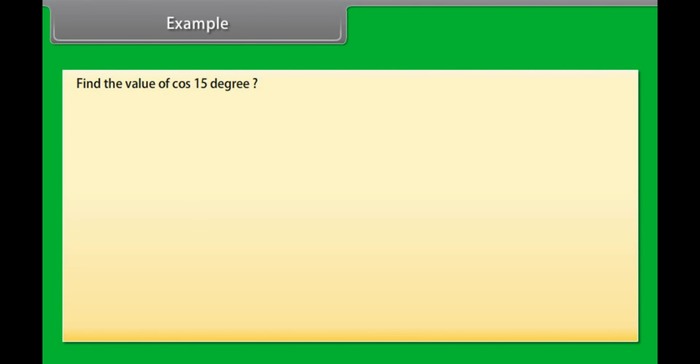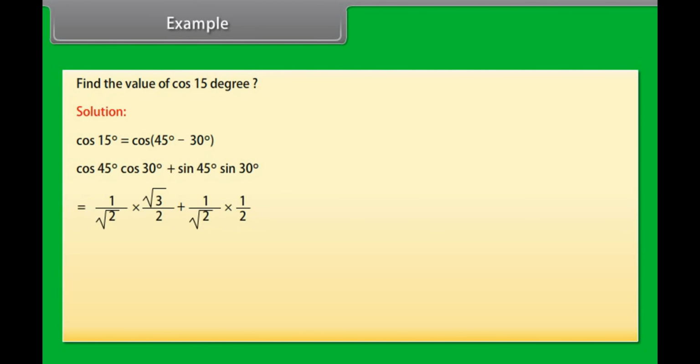Example. Find the value of cos of 15 degrees. Solution. Cos of 15 degrees is equal to cos of 45 degrees minus 30 degrees. That is equal to cos 45 degrees into cos 30 degrees plus sin 45 degrees into sin 30 degrees, which is equal to 1 by under root 2 into under root 3 by 2 plus 1 by under root 2 into 1 by 2, which is equal to 1 by 2 under root 2 into under root 3 plus 1.